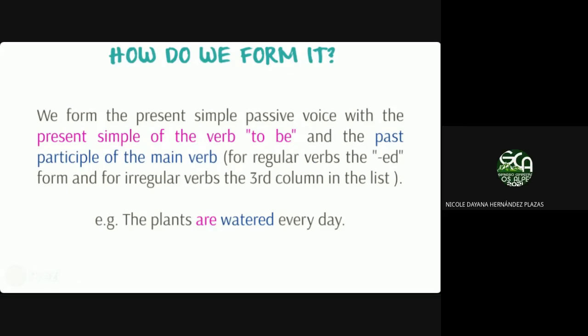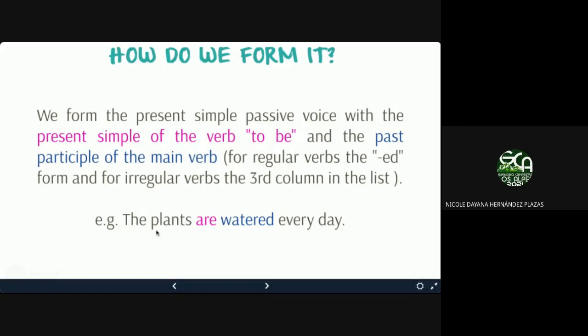Listo? Keep it in mind. So there you have the object, then you have the verb to be in present. En este caso es are porque son plantas, plural. Then you have the participle, the past participle form of the verb, and then you have the complement.